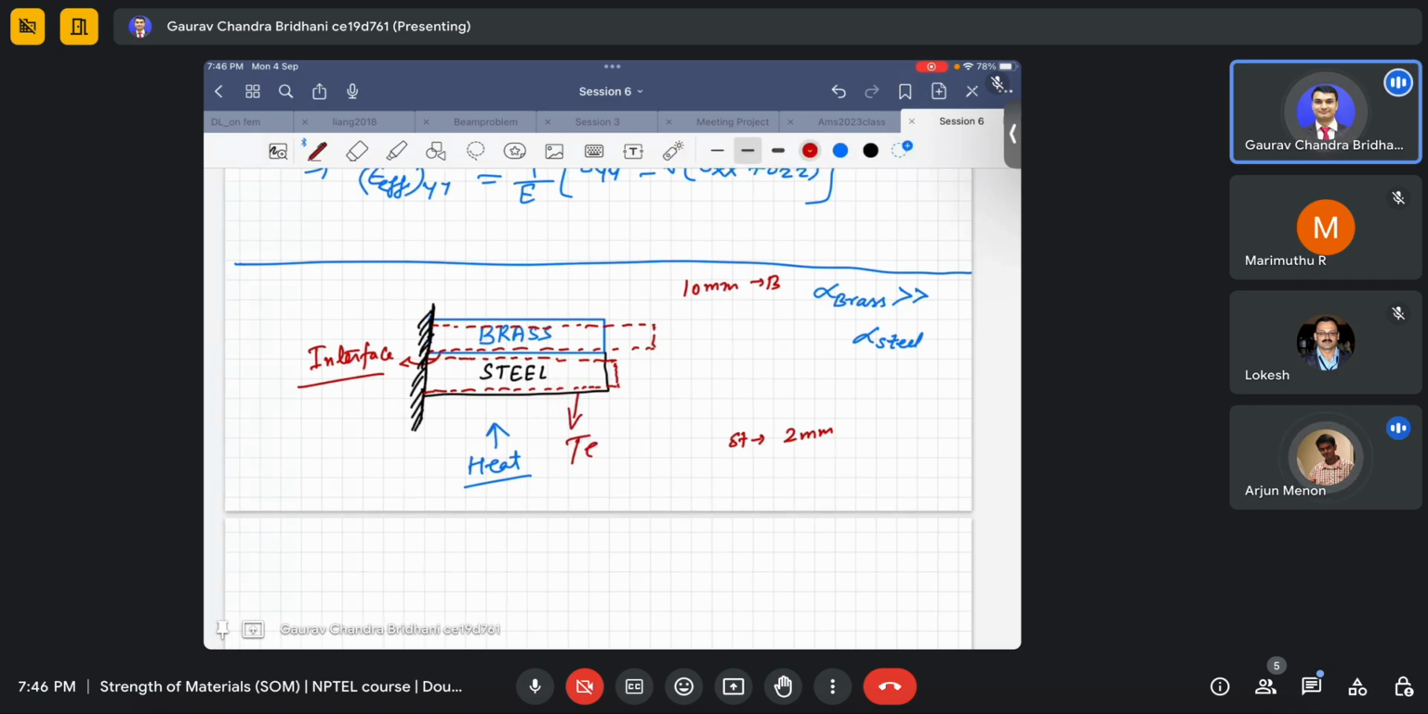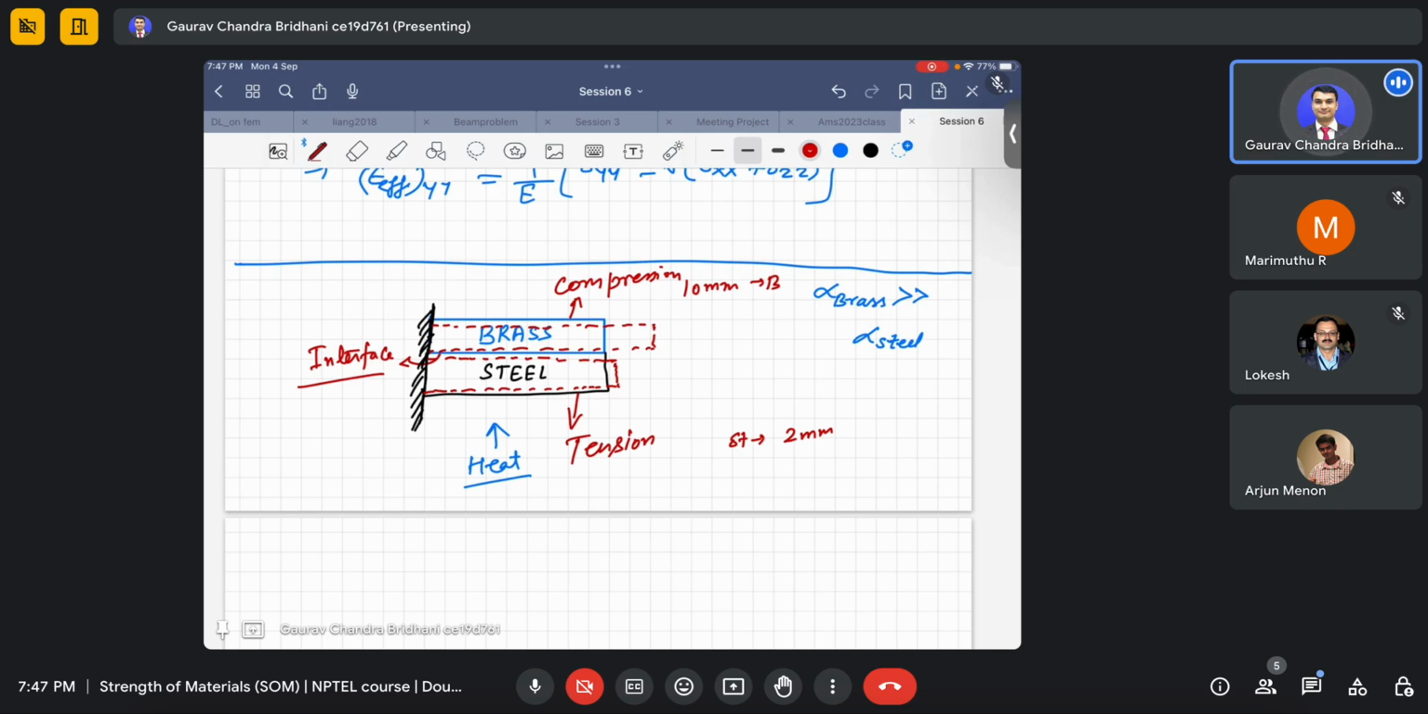It will start causing a tension in the steel, and otherwise it will cause a compression in brass, because the steel will try to pull the brass back. It will say no, come from 3 mm to 2 mm, and the brass will say no, we have to go to 3 mm. So, basically the steel will exert a compression on the brass and the brass will exert a tension on the steel. Now, somewhere they have to come at par, or settle down. That somewhere where they have to settle down is defined by the strain.